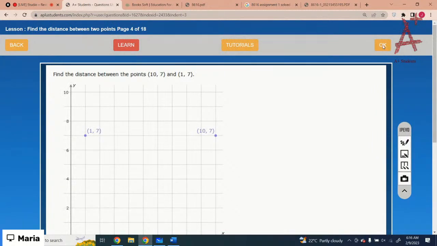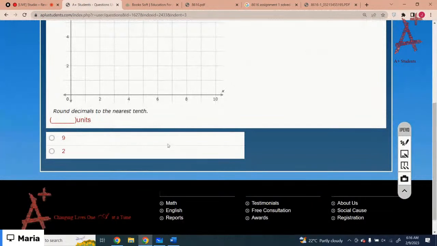Okay, the next one is find the distance between the points 10, 7 and 1, 7. So which is the correct option? The points lie on the horizontal axis. They have the same y value, so you have to just subtract their x components and take the absolute value of the x component. So 10 minus 1 equals 9. Got it? So the correct option is 9. Got it? So just select the correct option, then click on the OK button.